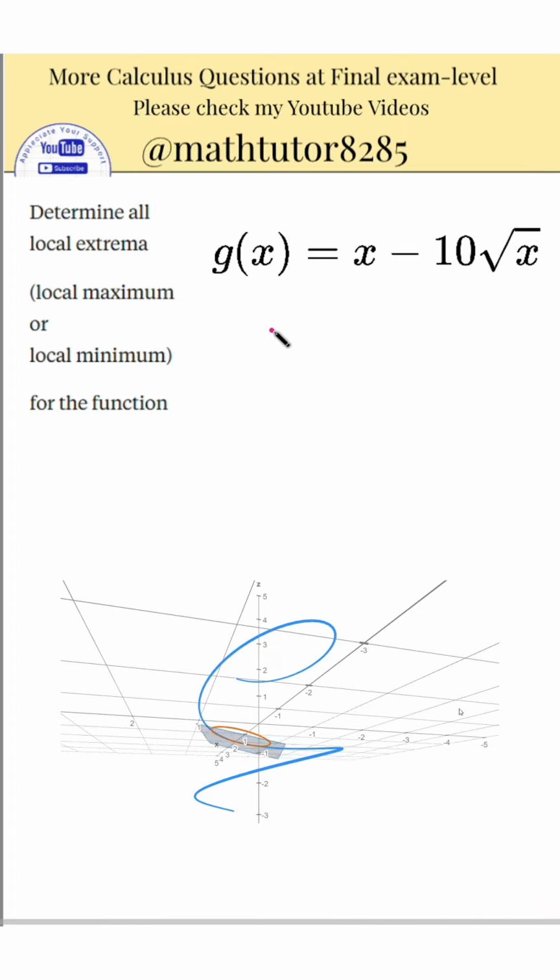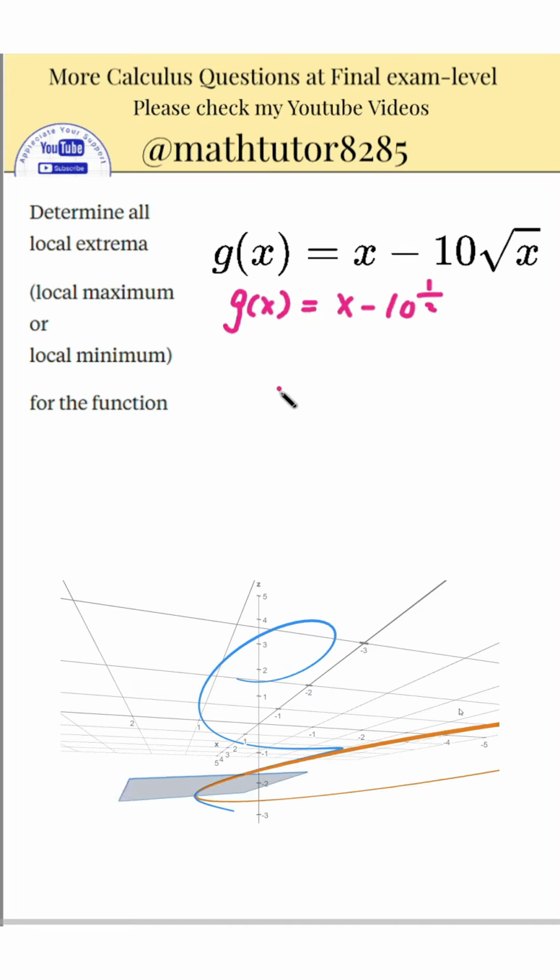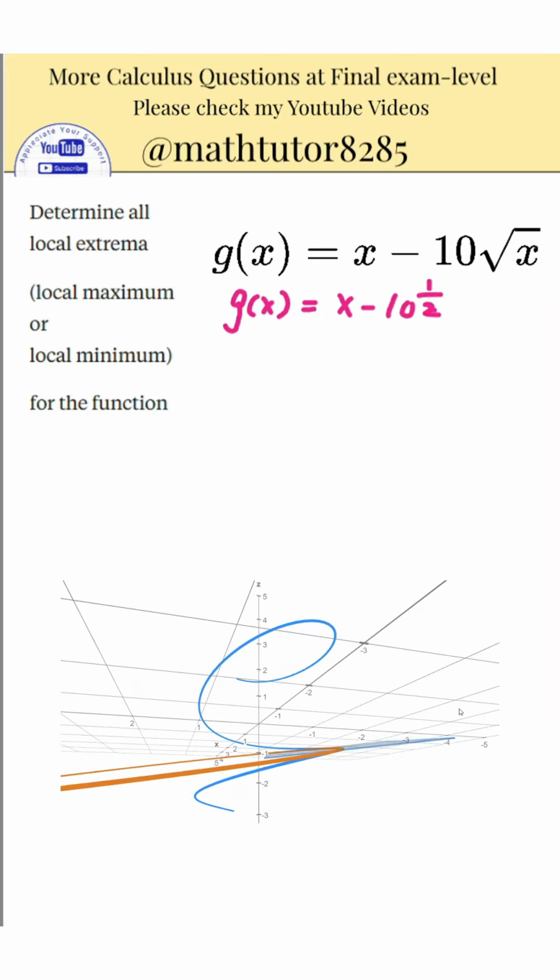We begin with the function g of x equals x minus 10 times the square root of x. Let's rewrite it for easier differentiation. That becomes x minus 10 times x raised to the 1/2 power. First, we'll find the derivative of g of x.